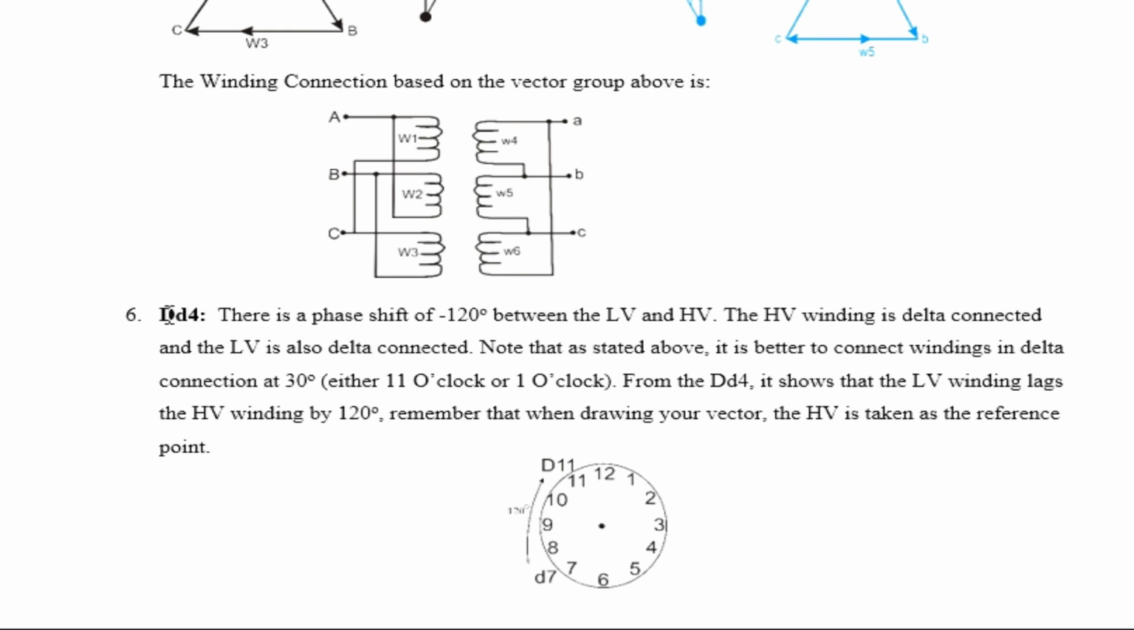I've told you that our D is good at either 11 o'clock or 1 o'clock. But if you look at it, for 120 degrees, if you put 1 o'clock, you will get 1, 2, 3, 4. And when you put your D1 here, you will not get your positive value. So we decided to use D11 for our capital D, which is our high voltage winding. Then we still need 120 degrees apart: this is 30, this is 60, this is 90, this is 120, which is d7. So automatically our DD4 means that our high voltage is on D11 and our low voltage is on d7.